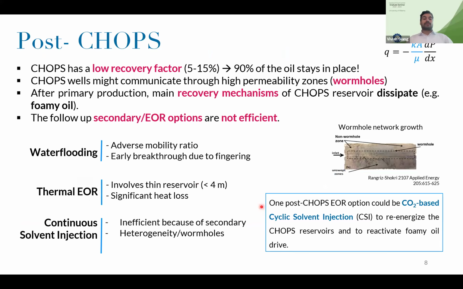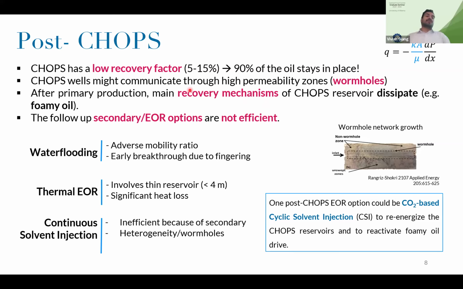So what is post-CHOPS? In post-CHOPS, you already have your reservoir, and your rate of water is so high that you cannot produce more through that. The main problem is there is low recovery, so you want to recover even more oil from there. But now your reservoir is not an intact reservoir, you have some wormholes right there that you created during the CHOPS phase. And some of the recovery mechanisms are not effective anymore.